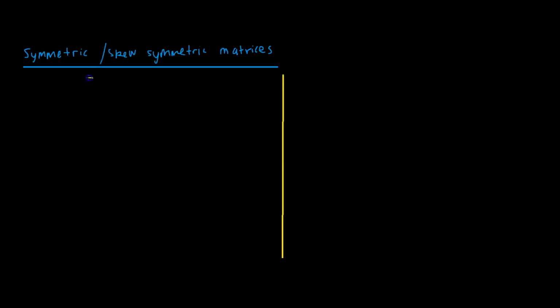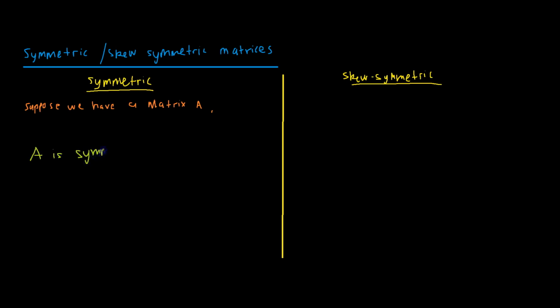Alright, so in this video we're going to discuss must-know facts about matrix transposes and the definitions of symmetric and skew-symmetric matrices. So beginning with symmetric matrices, suppose we have some matrix A. We know that A is symmetric when the transpose of A is equal to A. An example of this would be, suppose A is the matrix 1, 3, 3, negative 4.